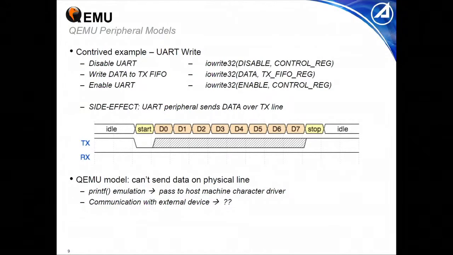So here's a little contrived example of basically just a UART write, right? You might disable the UART peripheral, stick some data in its transmit FIFO, enable it, and in real life, here's what happens. There's a side effect. There's a physical side effect. A wire gets wiggled, and on the other side of the wire, someone can catch that UART transaction and ingest the byte. When we're modeling our hardware peripherals, we can't exactly do that, right?